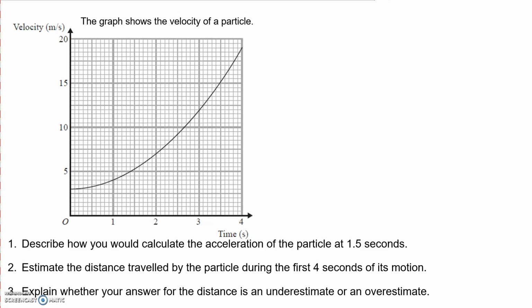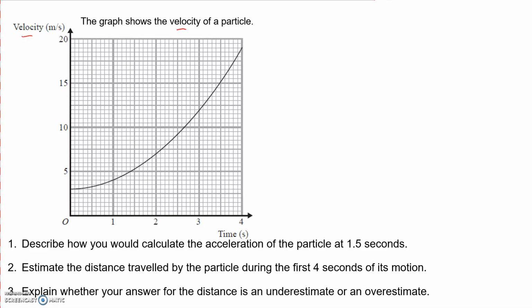GCSE question of the week, week 12, part 2, the higher tier question. The graph shows the velocity of a particle. Remember, velocity just means the vector quantity speed with the direction given. We've got the velocity of a particle, in meters per second because it's speed, and time in seconds on the x-axis. Describe how you would calculate the acceleration of the particle at 1.5 seconds.